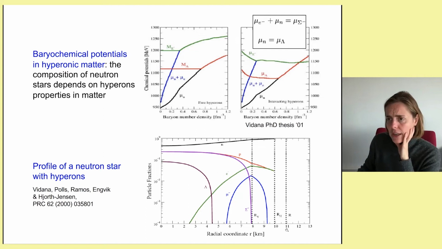And this is where hadrons appear. You start having neutrons as the first particle. You see that the particle fraction is almost one and is going down.